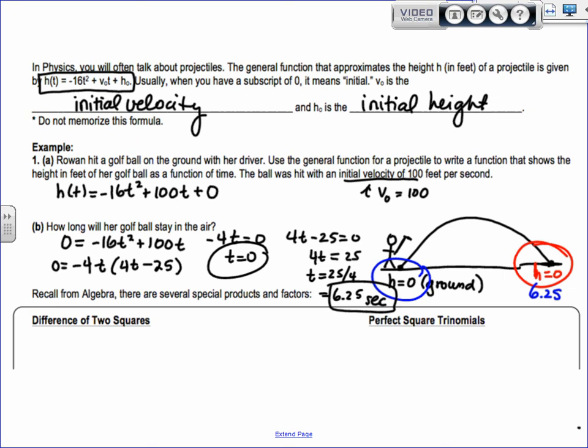Maybe it's in space. All right, difference of two squares. So that's when we have something like x squared minus y squared. Remember, we talked about this last chapter. It factors into x plus y times x minus y.